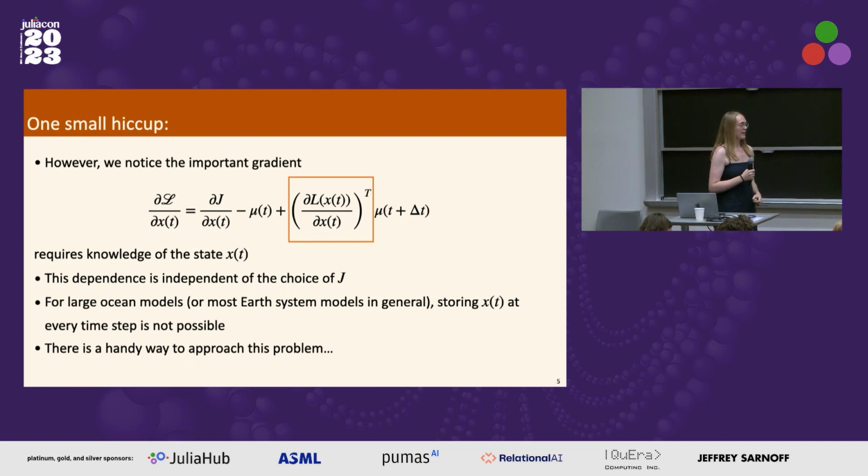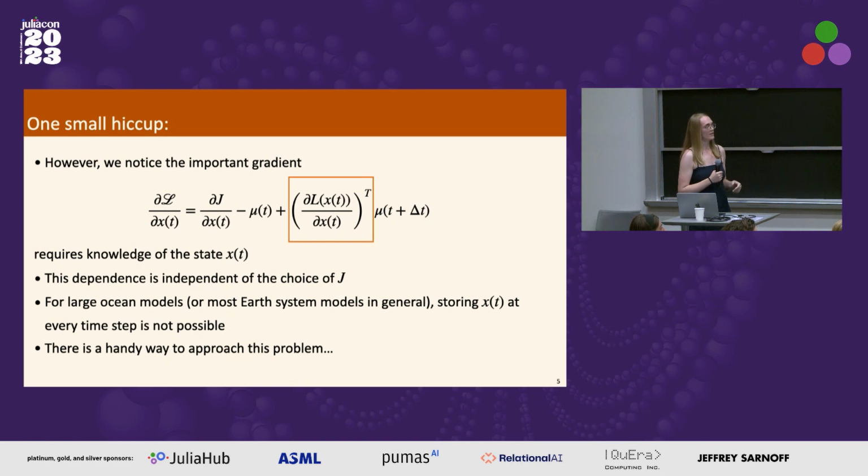And so there's one small hiccup in all of this. We notice that this important gradient, I've boxed it here again, this derivative of my forward step with respect to the state, actually requires knowledge of the state x of t. I should put an asterisk here because if L was a linear step, then I no longer require knowledge of my state. The derivative would just be a constant. However, in most instances, L is highly nonlinear. So I'm going to need to know what x of t is to actually compute the adjoint variables.